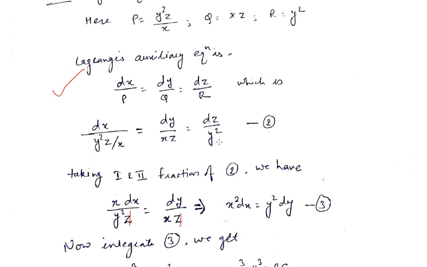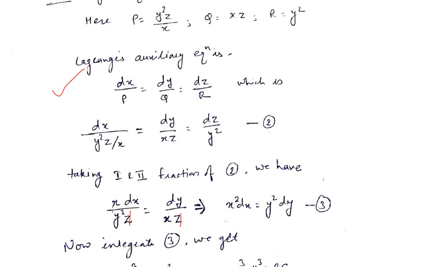Now we have to choose two fractions. It may be the first and second, the first and third, or the second and third. We choose the first and second because here P is a function of x, y, z and Q is in terms of x, z, but we can easily remove z in the first and second fractions, so the remaining terms are functions of x and y only, which is integrable.